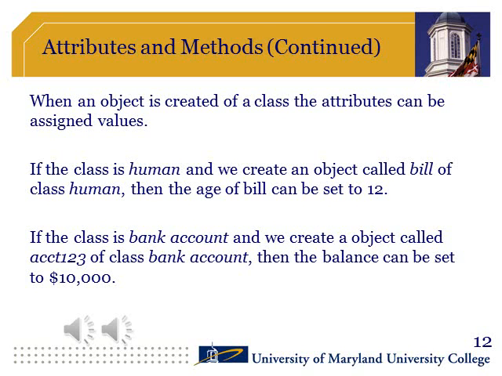When an object is created of a class, the attributes can be assigned values. If the class is human, and we create an object called Bill of class human, then the age of Bill can be set to 12. If the class is bank account and we create an object called ACCT123 of class bank account, then the balance can be set to $10,000.